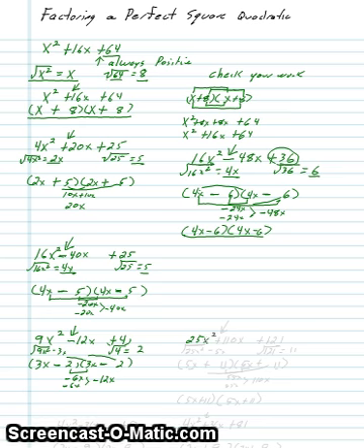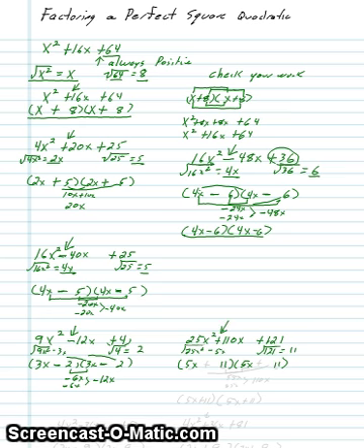25x squared plus 121 plus 110x. Factor into two parentheses. 25x squared, the square root of that is 5x. So that's what goes in the first position of the two parentheses. 121, the square root of that is 11. That goes in the last position.